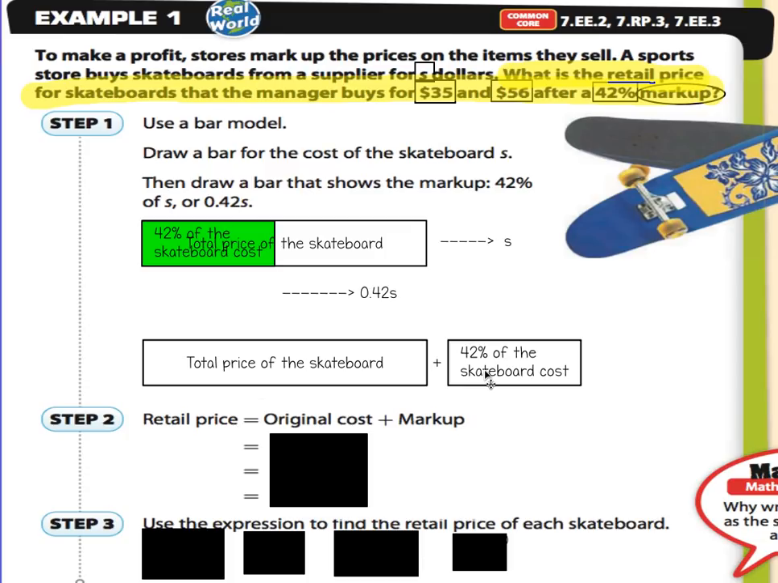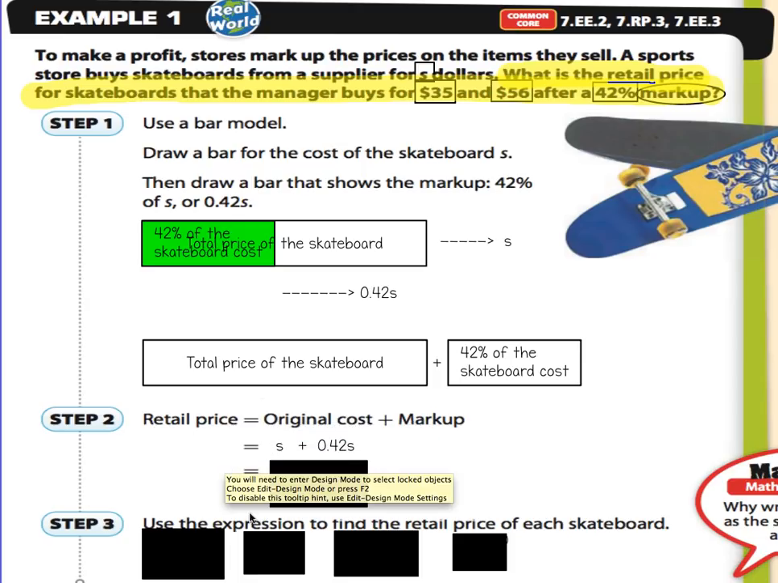But now we can't just throw whatever number on there we want to. We have to figure out what number is represented by this green space. There's a couple ways we can do this. Before, we said that we can take S, the price of the skateboard, and take 42% and change it to a decimal and multiply it by S. So we take 42 hundredths, multiply it by S, and then add it to the price of the skateboard. As an expression, it would be S plus 42 hundredths times S.